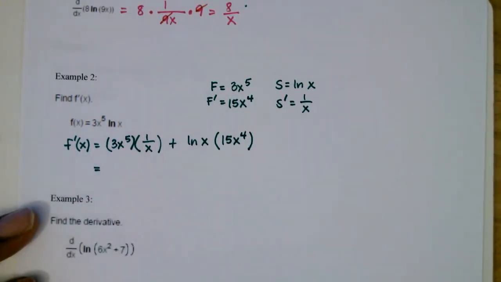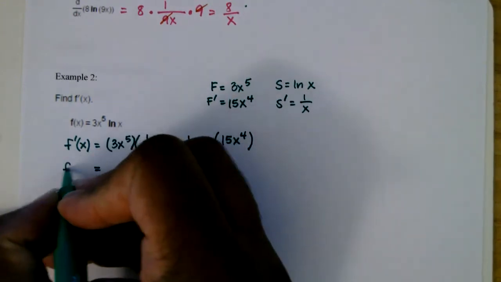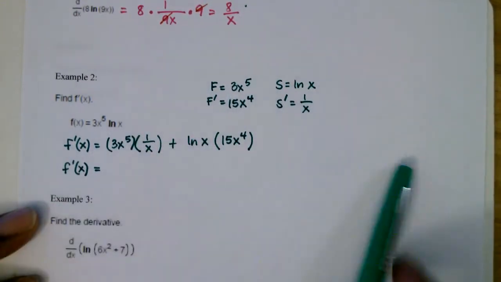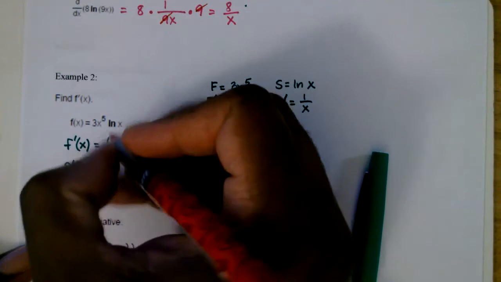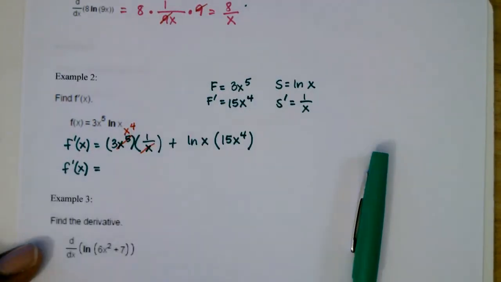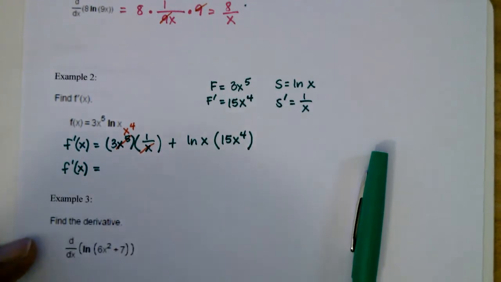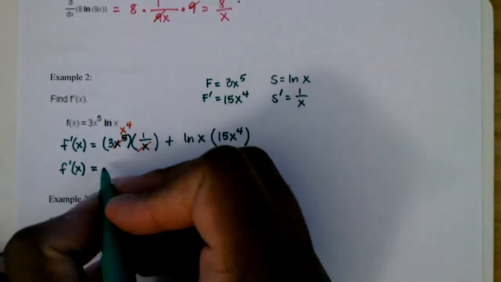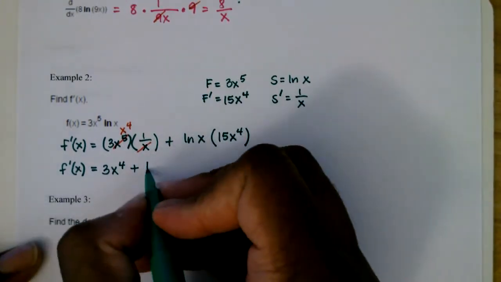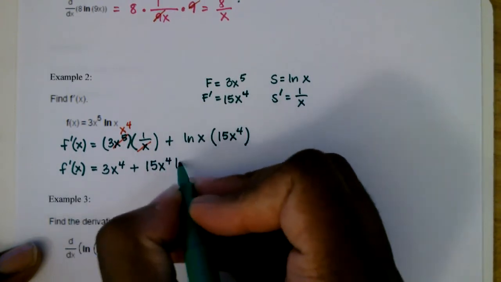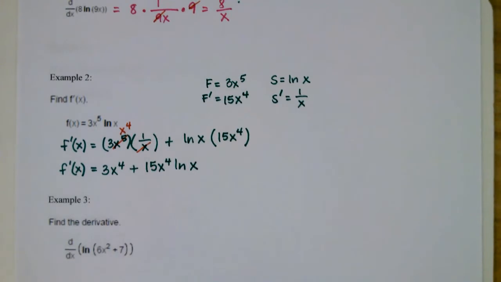All right, and now we can simplify this a bit. I'll bring down this f prime of x notation. But 3x to the 5th times 1 over x, one of the x's will divide out in x to the 5th. You'll be left with an x to the 4th. So in this case here, I will have 3x to the 4th plus that 15x to the 4th. I will put that in front of ln of x. And this will be your derivative for f of x. F prime of x, that would be 3x to the 4th plus 15x to the 4th times the natural log of x.